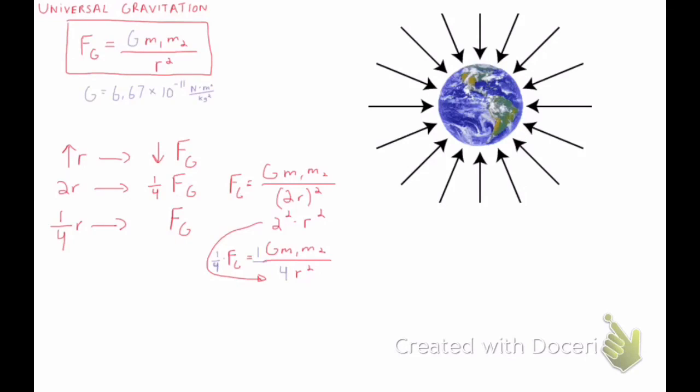The objects have gotten closer. So since the objects have gotten closer, the force of gravity must increase. Increase by a factor of what? Let's write this out. Again, force G equals the gravitational constant, m1, m2, over now 1/4 r. And remember, it's squared. It's saying 1/4 squared times r squared.